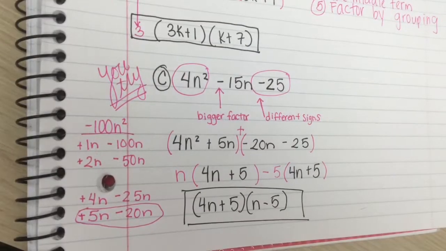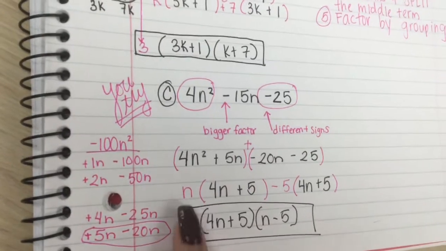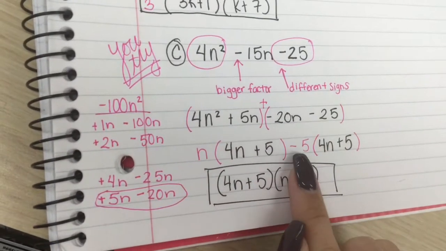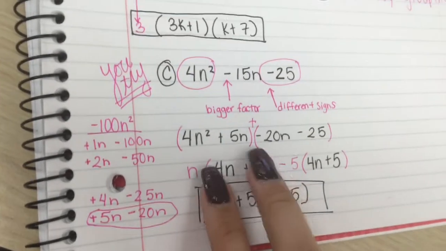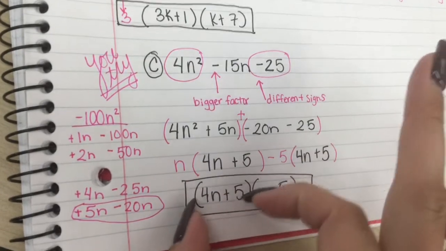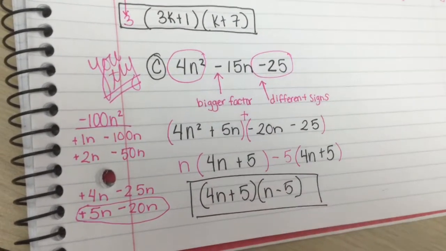And then I'll factor by grouping. My two factors here are 4n plus 5 and n minus 5. So remember, after you factor out that GCF from both groups, the things that are inside a parenthesis should be the same. That is your big GCF that you're taking out, and whatever's left over is your other factor.